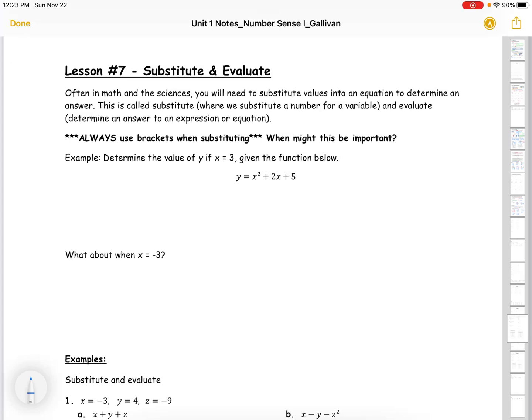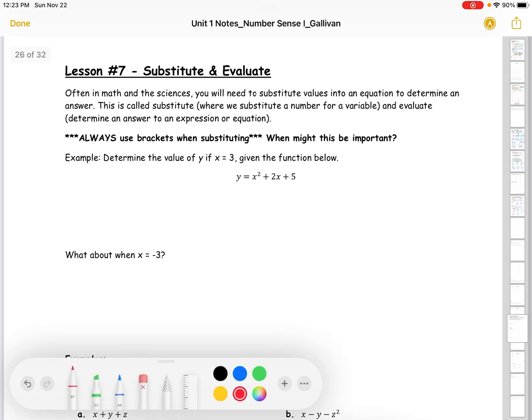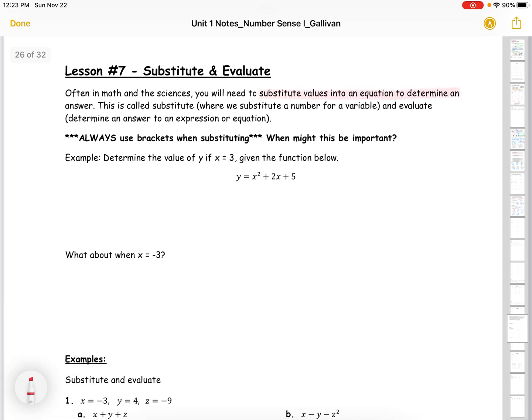Okay, final lesson of number sense 1: substitution and evaluation, or substitute and evaluate. Now, often in math and sciences, you're going to need to do something called substituting values into an equation to determine an answer. This is called substitute or substitution, where we substitute in a number for a variable, and then we evaluate, determining an answer for that expression or equation.